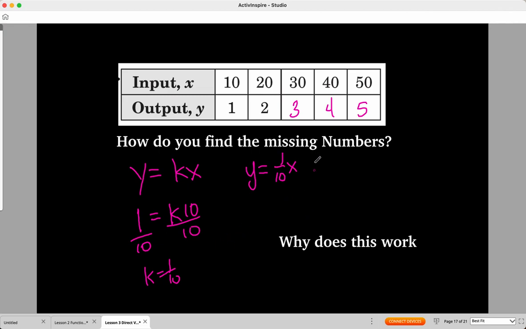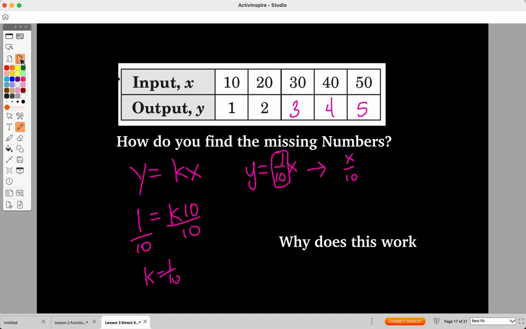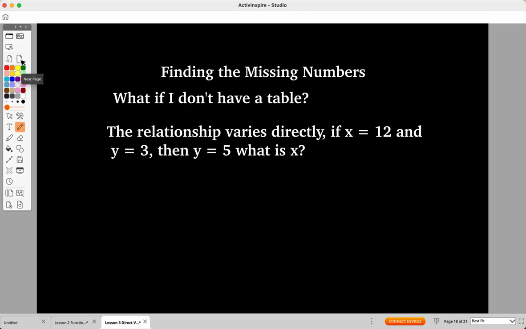Now, a lot of you might have been tempted to write, oh, it's x over 10. And I get that, that's the same idea, but we want to be careful. Just keeping that in the back of our head. While it's the same, we want to stay with k being an actual number out here. Okay? All right, now, what if there's no table and can we still find the relationship?